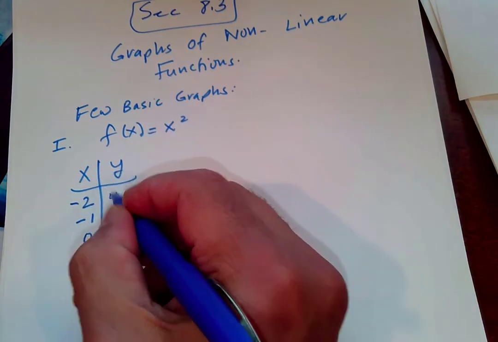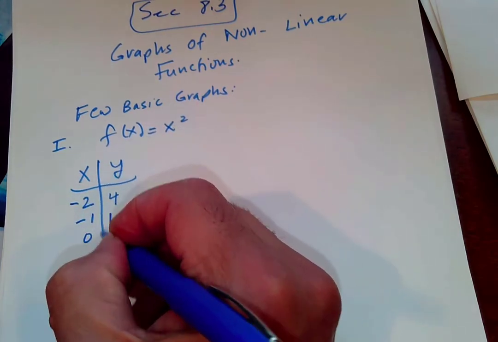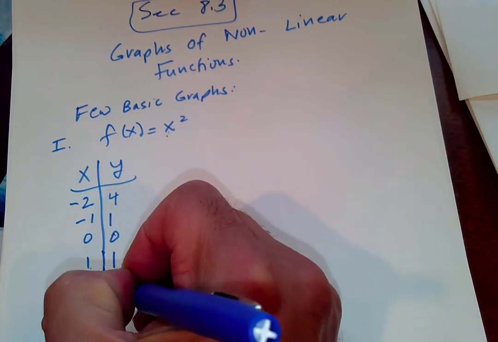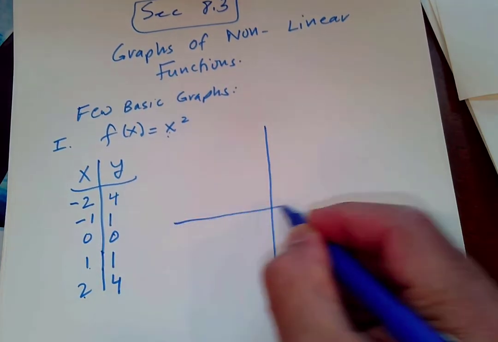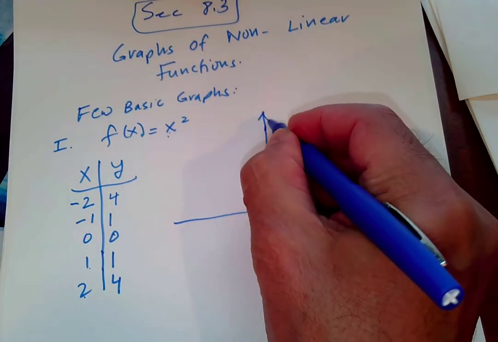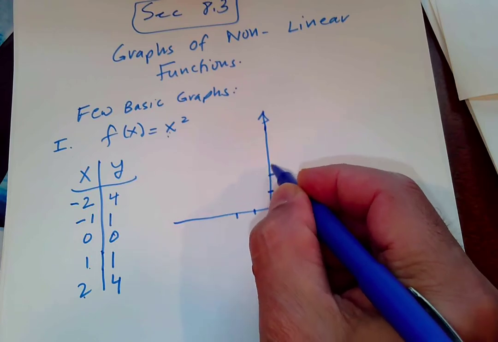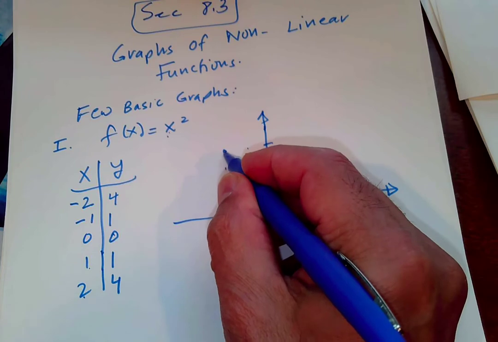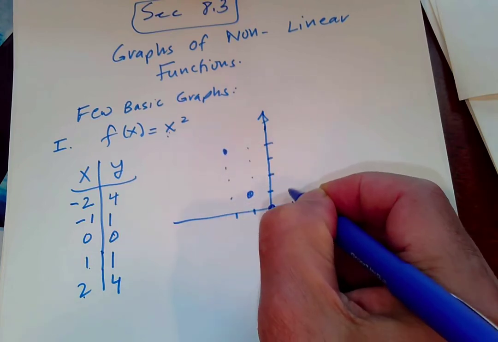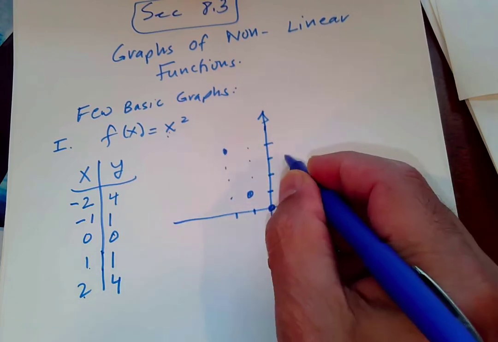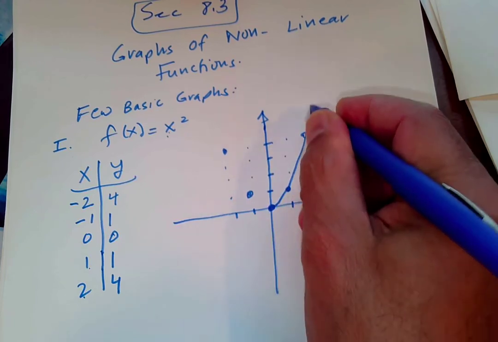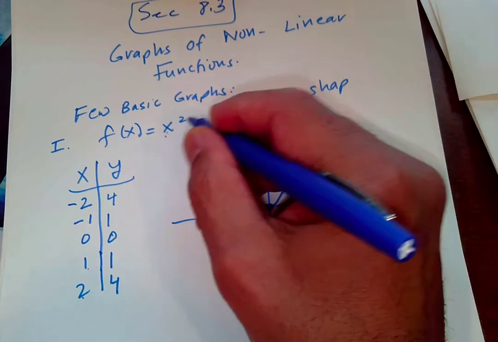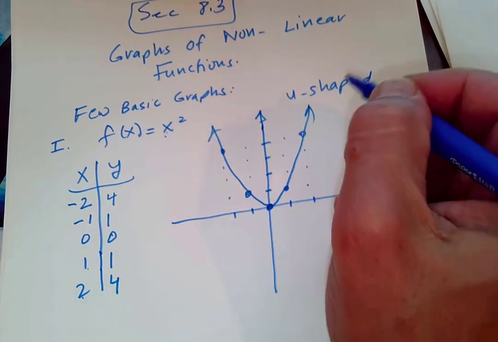-2 squared is 4, -1 squared is 1, 0 squared is 0, 1 squared is 1, and then 2 squared is 4. If we graph that: -2, 4; -1, 1; 0, 0; 1, 1; and then 2, 4. And you get a U-shaped graph. So whenever we see a squared function, it's going to look like that, U-shaped.